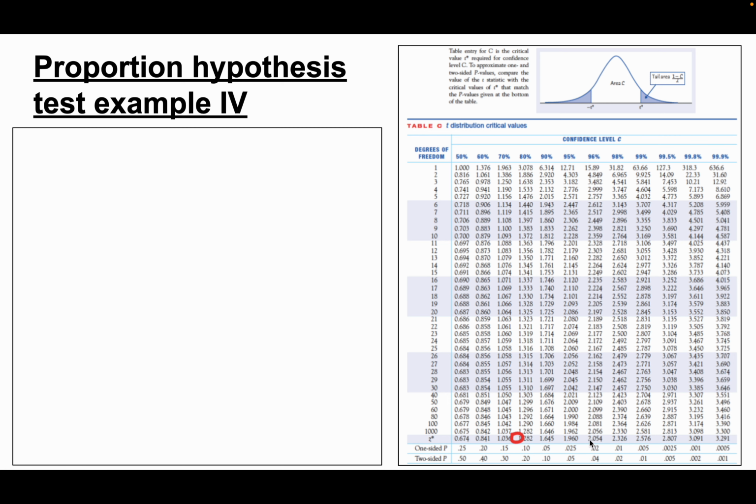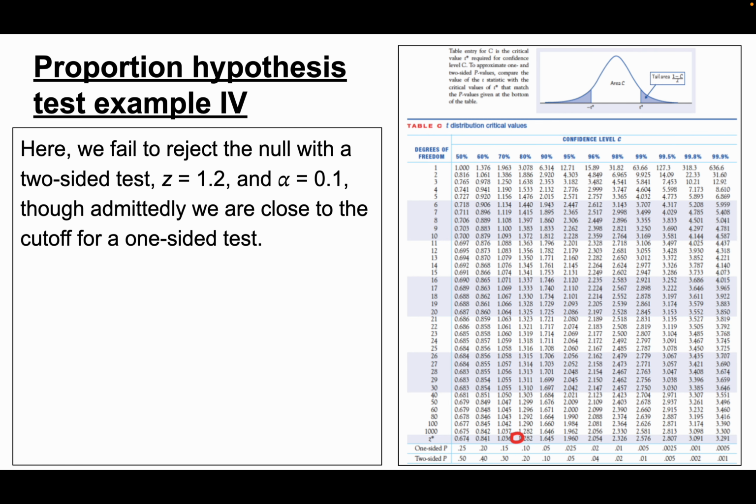Why were we using table A then? Well, it is actually best to report exact p-values. But here we can see we're between these two here. So our two-sided p-value is between 0.2 and 0.3. Admittedly, we're close to the cutoff for a one-sided test for alpha of 0.1, which is what we were using just for the sake of variety.